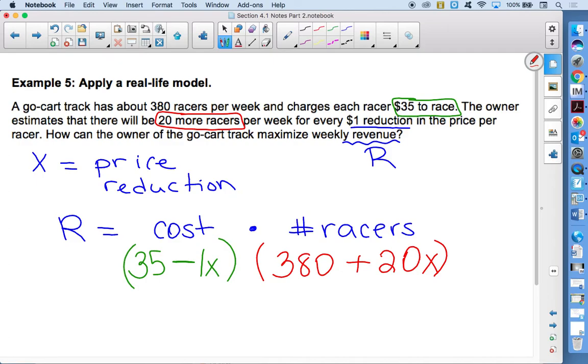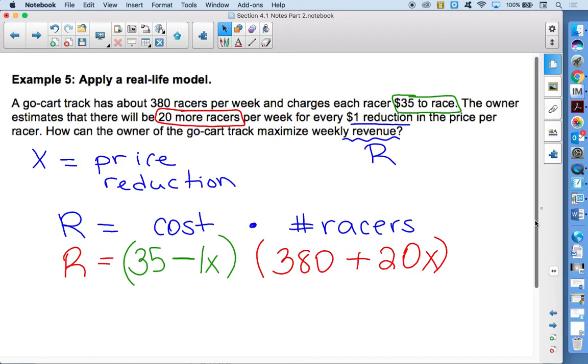So just going through what we have up here. Our revenue is equal to the cost, which is 35 bucks. But what happens if I reduce it $1 every time? So that's why I have a subtraction sign. I'm multiplying that by the number of racers. Well, we have 380 racers, but I could get 20 more racers, which is why I'm adding it, every time I have a price reduction. Remember, the x represents the amount that we're reducing our price.